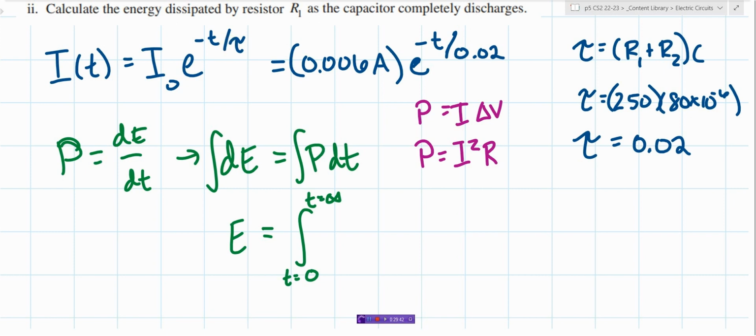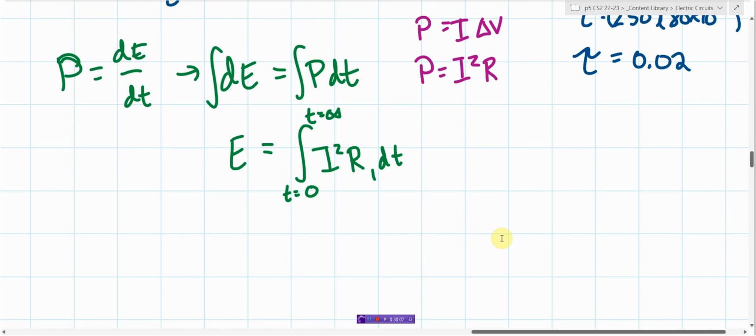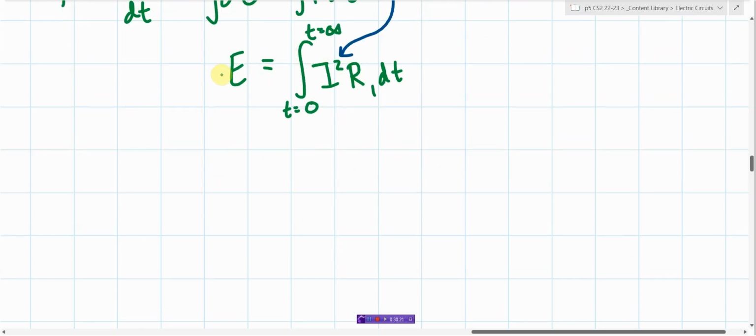So down here in my equation, I'm going to do I squared R, where it's R1, because that's the resistor I'm concerned with, dt. And then I is this function that we have up here, which is 0.006 e to the negative t over 0.02. I'm just going to draw an arrow, take all of this and plug it in there.